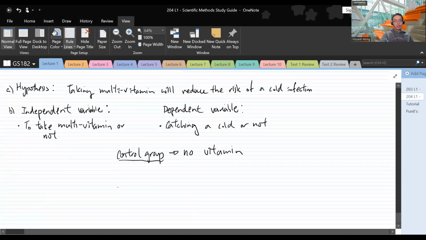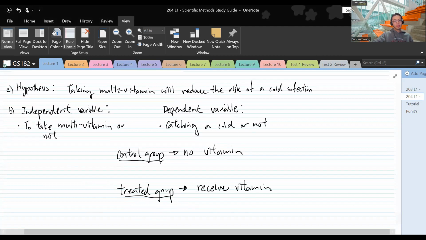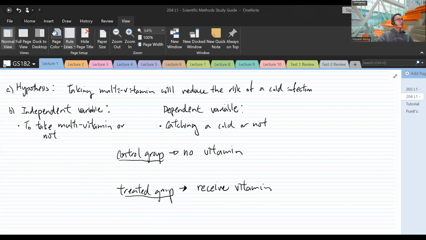Okay, and we need to have a treated group. Treated group. Okay, these are the people who will receive vitamin. Okay, should I have a third group here? What do you think? Should I have a third group?